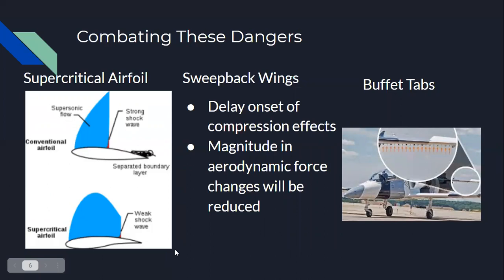We also have sweep back wings. Their purpose is to delay the onset of compression effects, kind of like the supercritical airfoil. And they also reduce the magnitude in aerodynamic force changes, so they just make it a bit more soft as you flow through those stages. In addition, we also have buffet tabs right here on the lower edge of the wing, which just serve to decrease that buffet as you're traveling through the transonic speeds. It'll hopefully decrease that buffet and give you more controllability over all of your control surfaces.